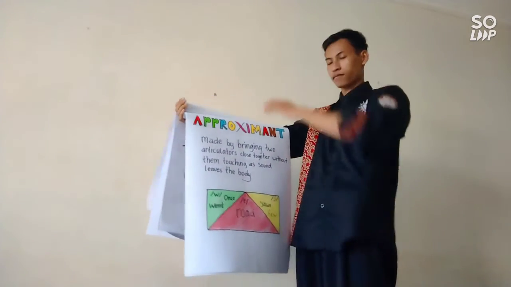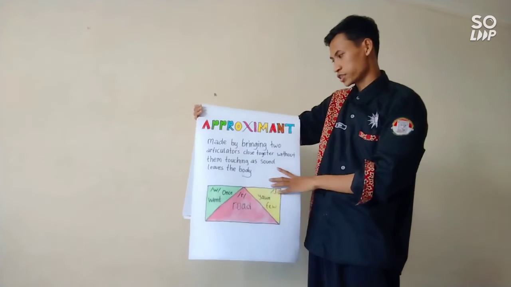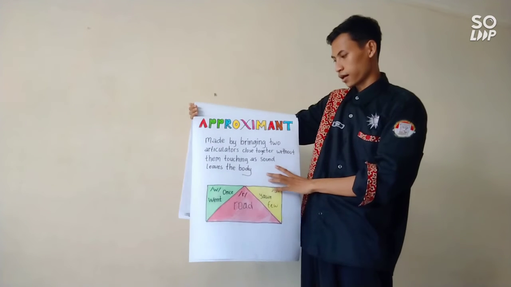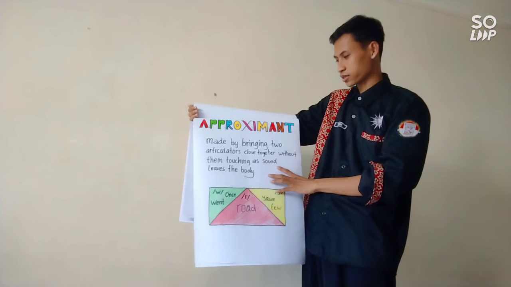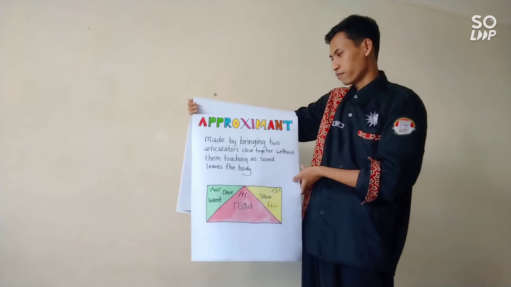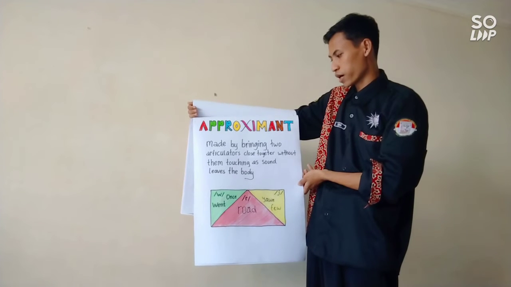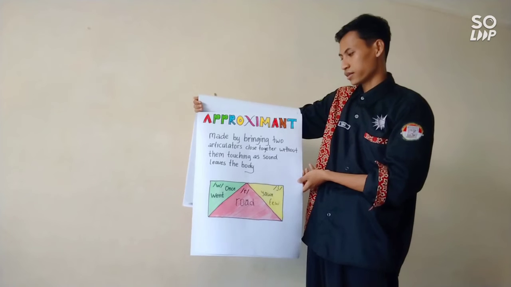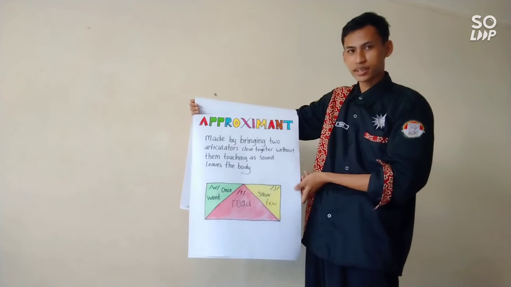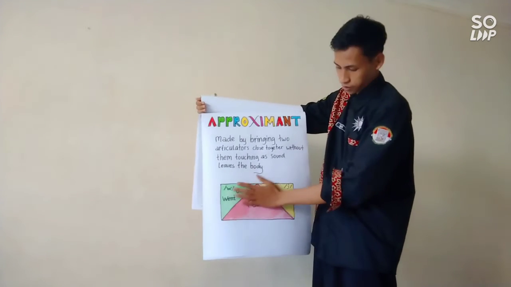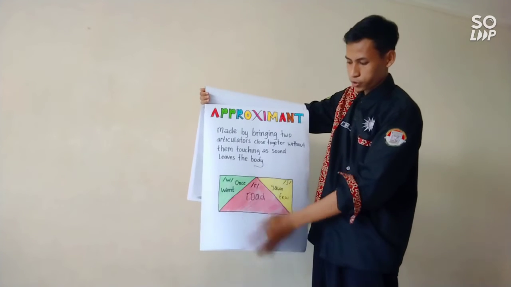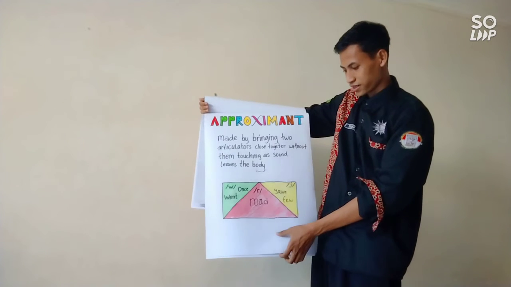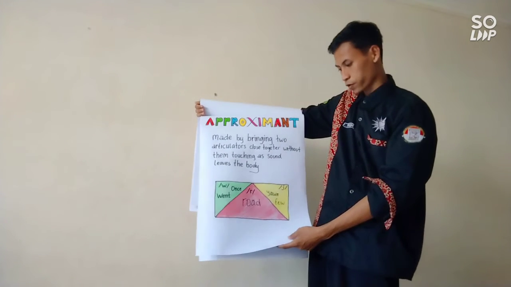Next, we have the approximants. This is the last consonant group in the phonetic symbols. Approximants are made by bringing two articulators close together without touching as sound leaves the body. As examples, we have w for watch and went, r for root, j for yell, and for few.